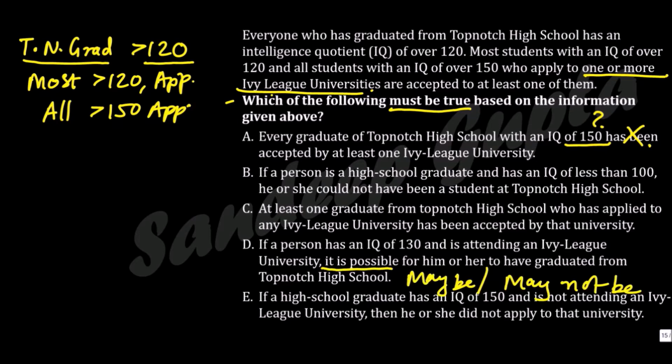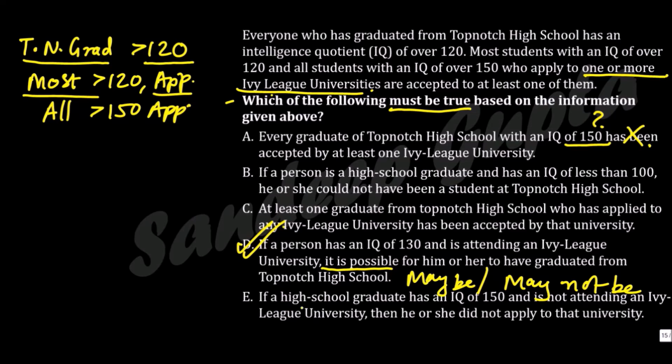So, in option D, just try to see: it is possible means maybe and may not be. Now let's see exactly what is happening. Most people who are above 120 and who apply get through. So that means a lot of people above 120 who are not above 150 can also make it. And obviously some of them or many of them can be top-notch school graduates. So it's a very strong possibility that somebody studying in an Ivy League university who has an IQ of more than 120, in this case 130, was from top-notch. It's not a guarantee. Maybe from top-notch, may not be from top-notch. This is perfect. There is nothing I can challenge in this answer.